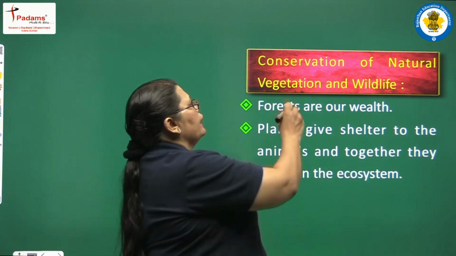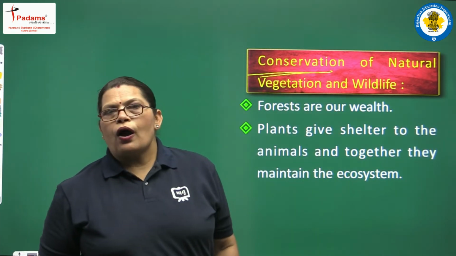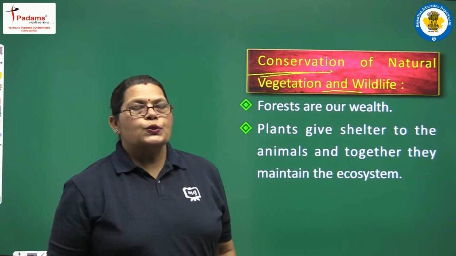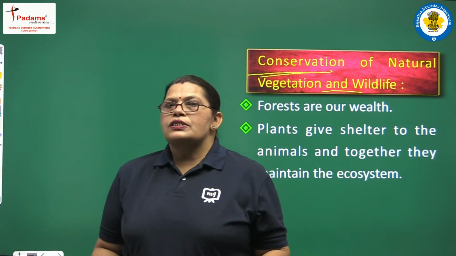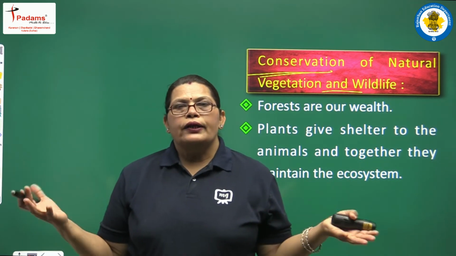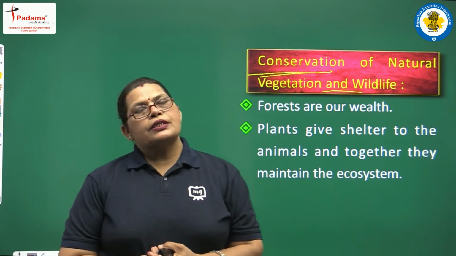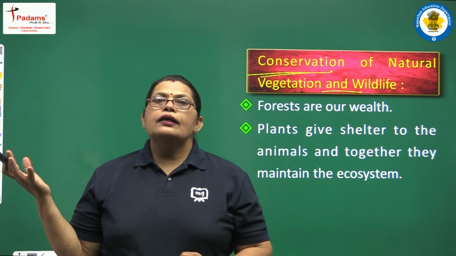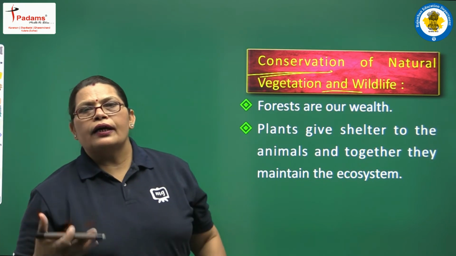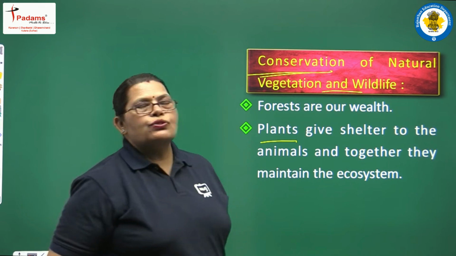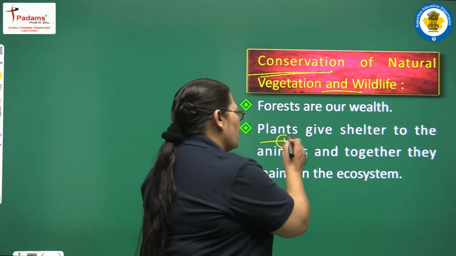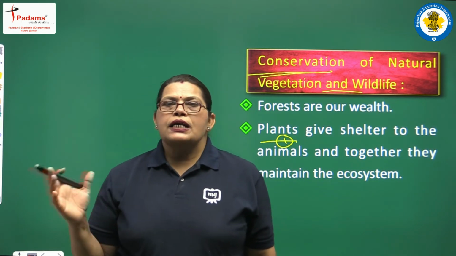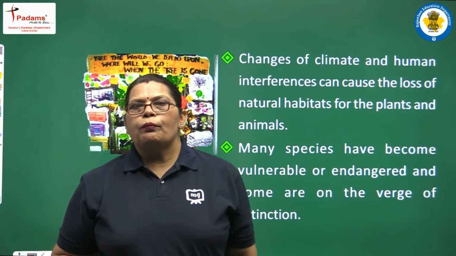So what we will do here, see some steps of conservation of natural vegetation and wildlife. And in this one, first of all, we are taking that forests are our wealth. We all know that forests are giving so much contributions in our day-to-day lives, in the lives of the birds, in the lives of the animals, in the lives of the other insects and other things living in the environment. So plants give shelter to the animals and together they are maintaining the main part, it means ecosystem. So plants are maintaining the ecosystem in a very proper way.